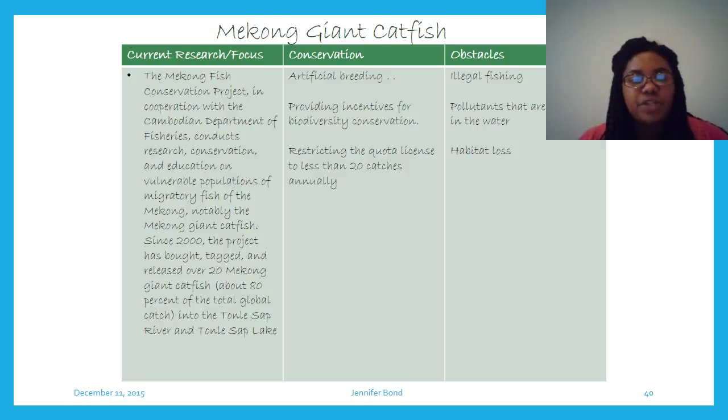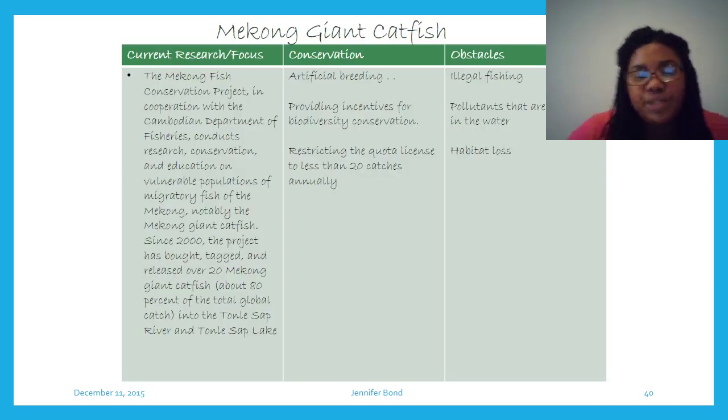Mekong giant catfish. There is a Mekong fish conservation project in cooperation with the Cambodian Department of Fisheries, which conducts research, conservation, and education on vulnerable populations of migratory fish of the Mekong, notably the Mekong giant catfish. Since 2000, the project has bought, tagged, and released over 20 Mekong giant catfish into the Tonle Sap River and the Tonle Sap Lake.